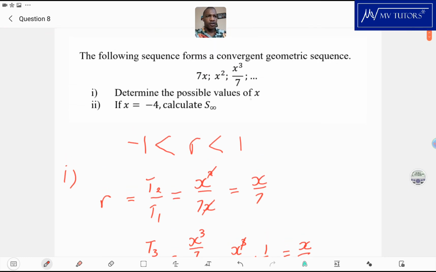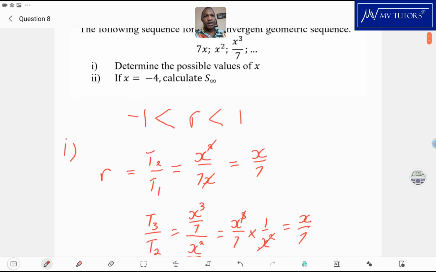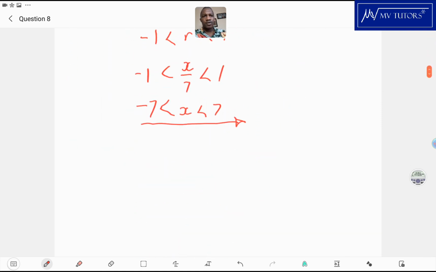Determine possible values of x. So x can be any number between minus 7 and 7. Now, if x is minus 4, calculate s to infinity. Okay, so that just means the sum of the infinite numbers.